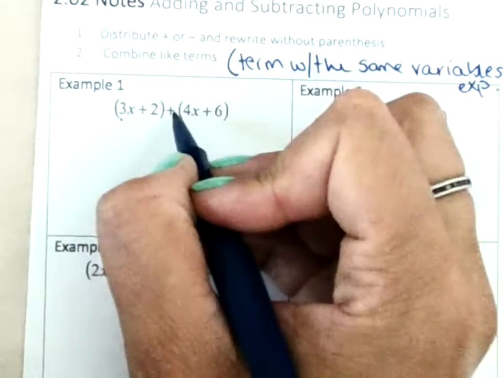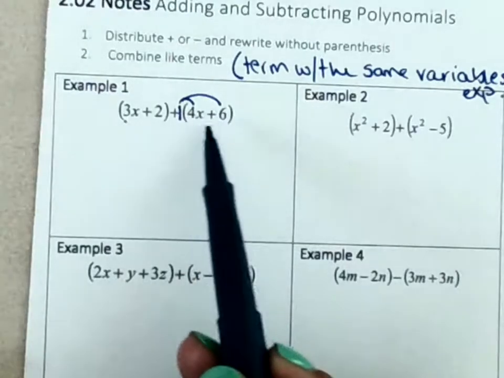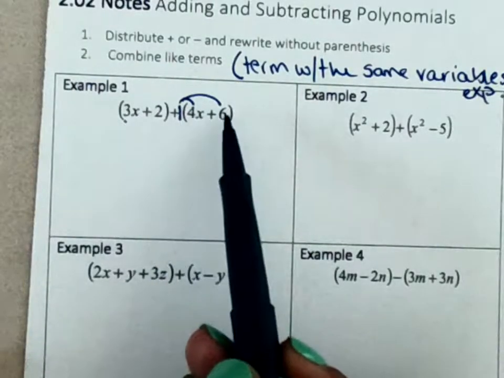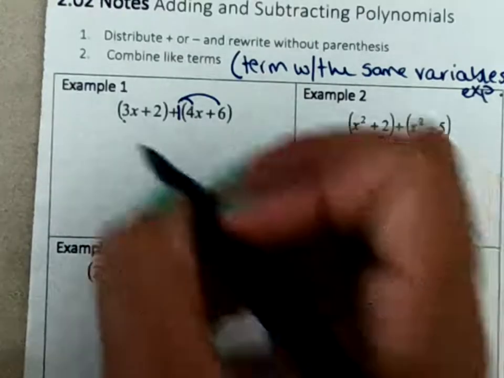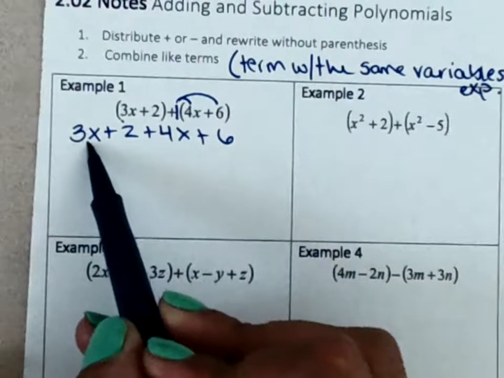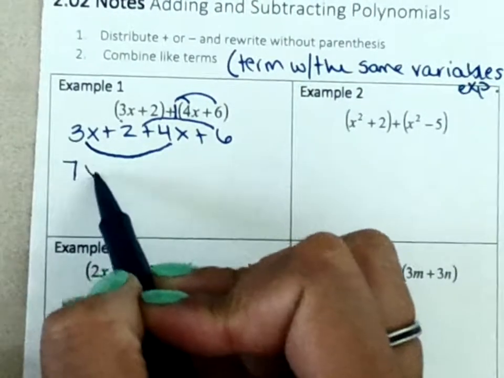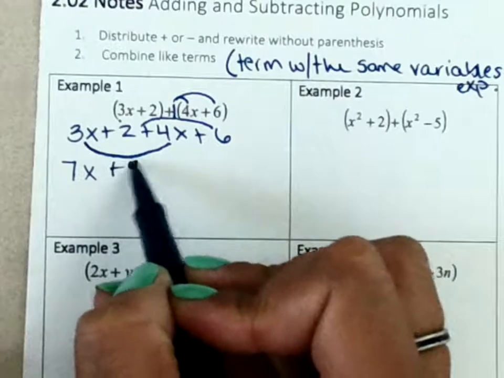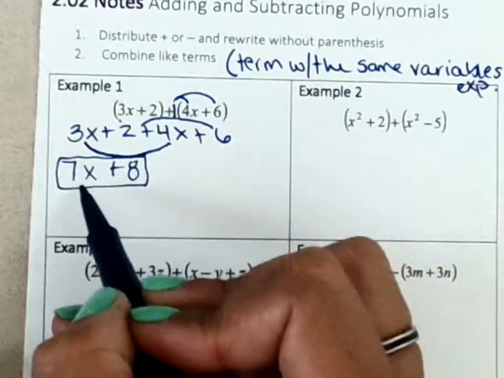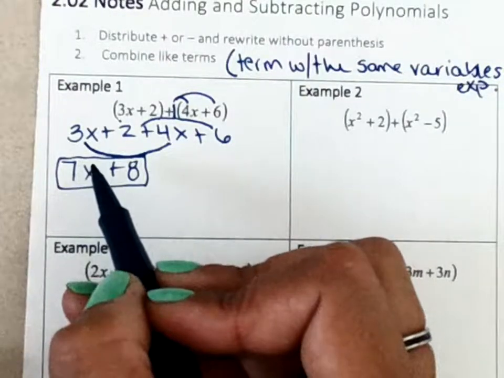So I want to distribute my positive 1. Well, I know that positive 1 is not going to change anything, so I'm going to rewrite this polynomial without the parentheses. I'm going to draw a line connecting my like terms. 3x plus 4x gives us 7x. 2 plus 6 gives us 8. And we've also ordered it in standard form because our highest exponent, which is 1, comes first.